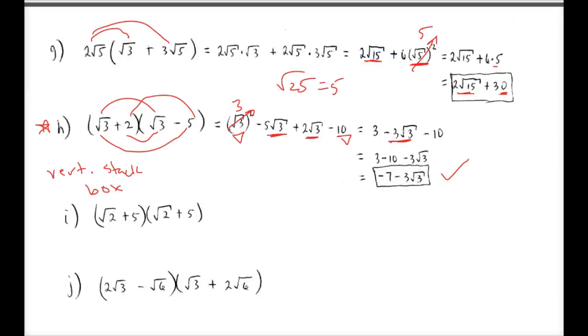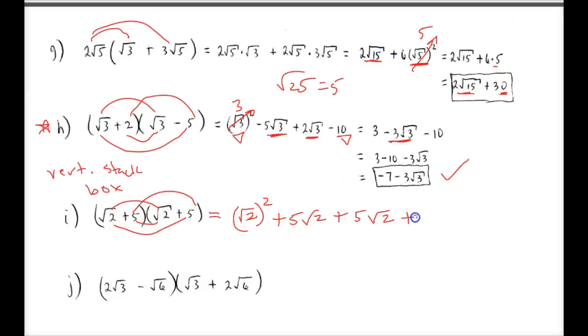Now, for our next example, notice that we have the same thing here. Okay, we have square root of 2 plus 5 times square root of 2 plus 5. So we could do the same thing, multiply using the FOIL method, or we could use a shortcut here. For clarity purposes, I'm just going to do the FOIL method. So we'll just have square root of 2 squared, first terms, then outer terms, then inner terms, and then our last terms.